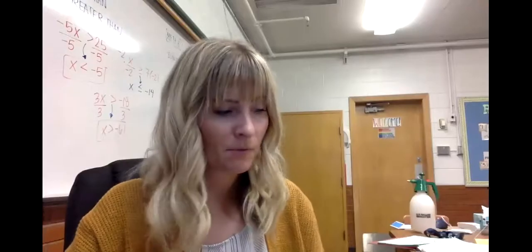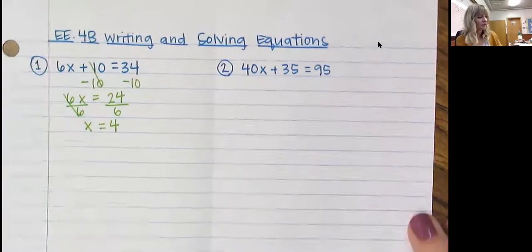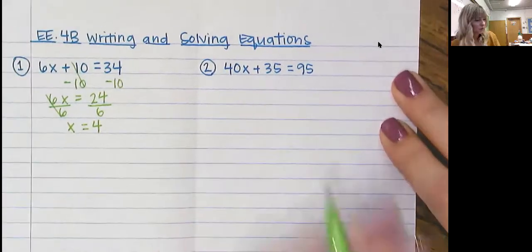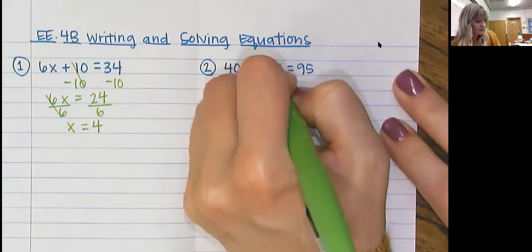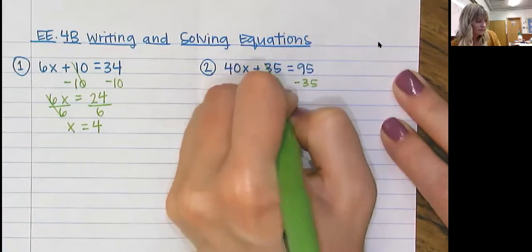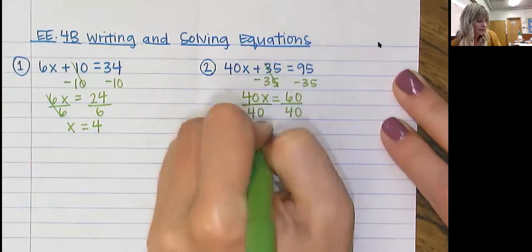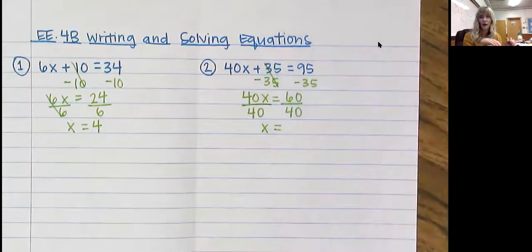Okay, I'm going to bring you back to my paper and show you the work that I'm doing here. So first, I wrote my own equation down. This is the equation I came up with, and I wrote it down so that I can now solve it. Minus 35, minus 35, 40x equals 60. Divide by 40, divide by 40, and x equals, okay, this was all about hours. 60 divided by 40, that doesn't go into that nicely.